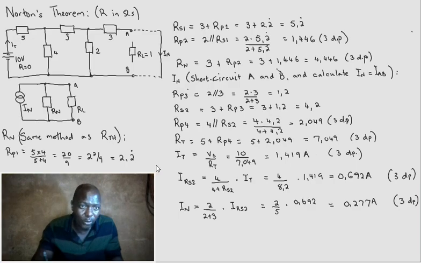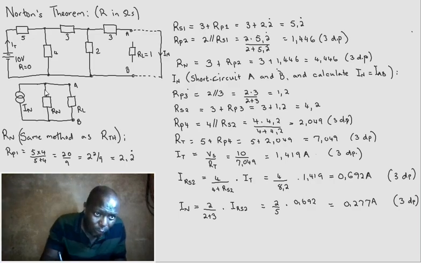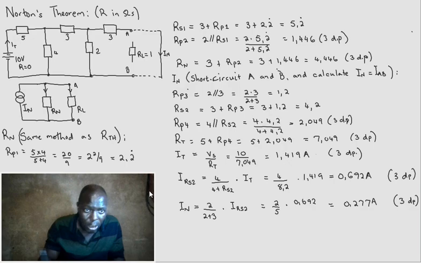Now that we have those two values here, what do we know? We've got a current through here, through R Norton. We've got a current through here. We want to know this current. We have this current here, is that one there. So what does it mean?